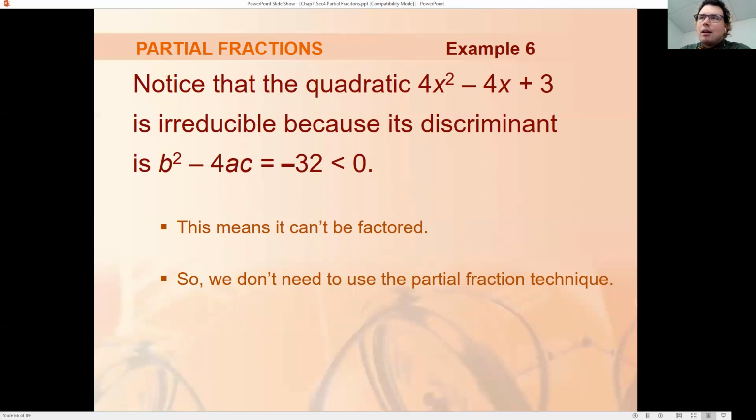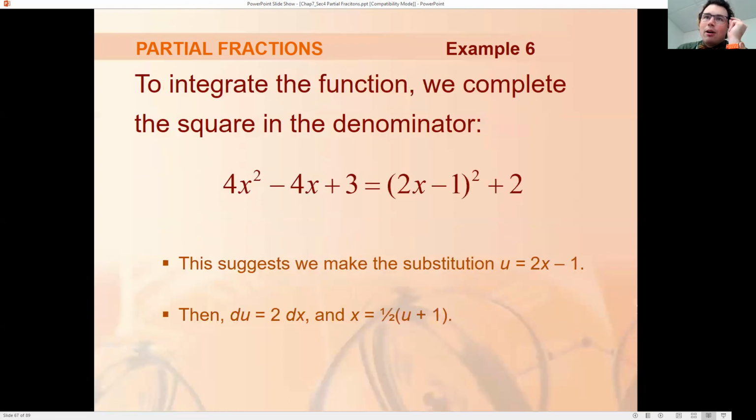So, what does that mean? My denominator is already completely factored the way it was given to me. It's just an irreducible quadratic. So, how do we do this? My goal here is to use that arctangent formula for the integration. Now, arctangent requires me to have x squared plus some constant squared. So what we're going to do is complete the square.